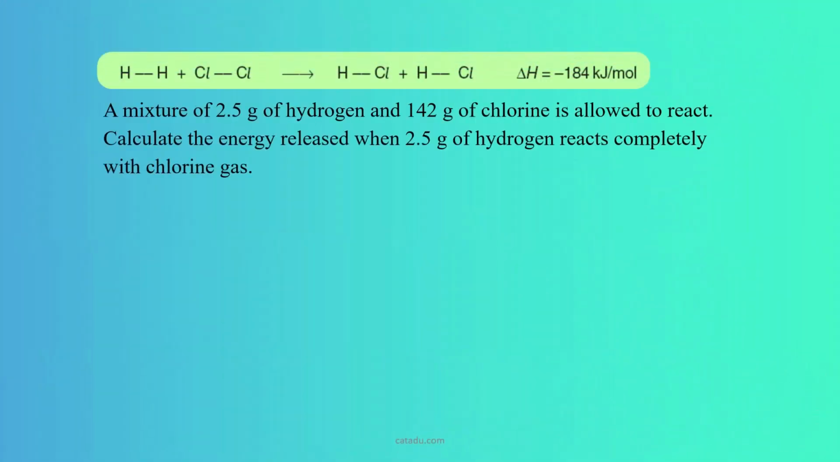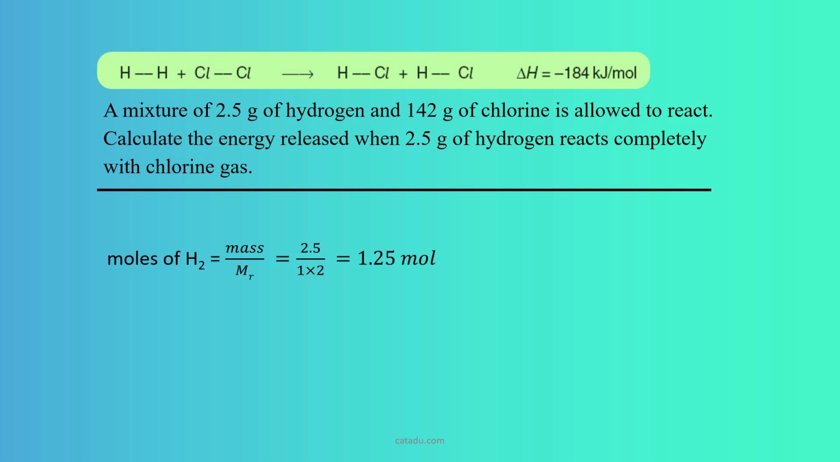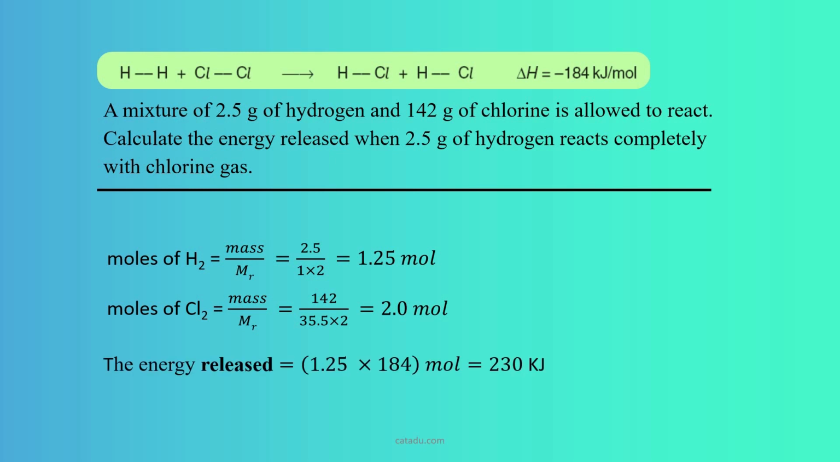One example: hydrogen gas plus chlorine gas are reacted and make hydrogen chloride. This is exothermic. The enthalpy change is negative 184. We have to calculate the energy change. Here 2.5 gram of hydrogen and 142 gram of chlorine gas is added. First we have to find the moles of hydrogen gas. Mass divided by Mr is 1.25. Moles of chlorine is 2 mole. Chlorine has the greater mole, so chlorine is in excess and hydrogen is limiting, so we multiply the enthalpy change by the limiting mole, 1.25 multiplied by 184, so we get 230 kilojoule.